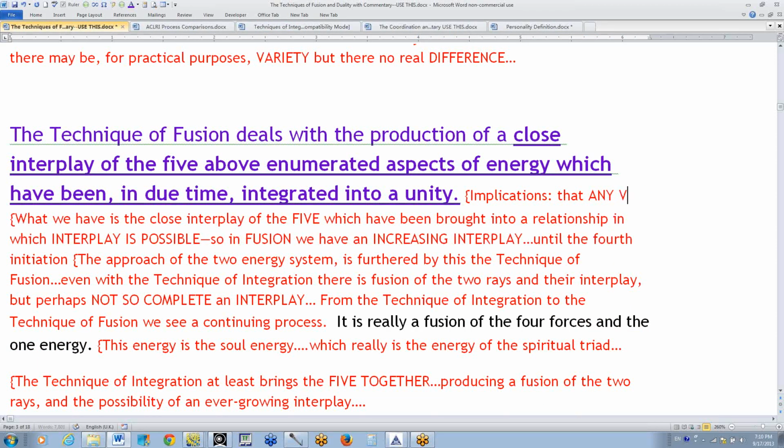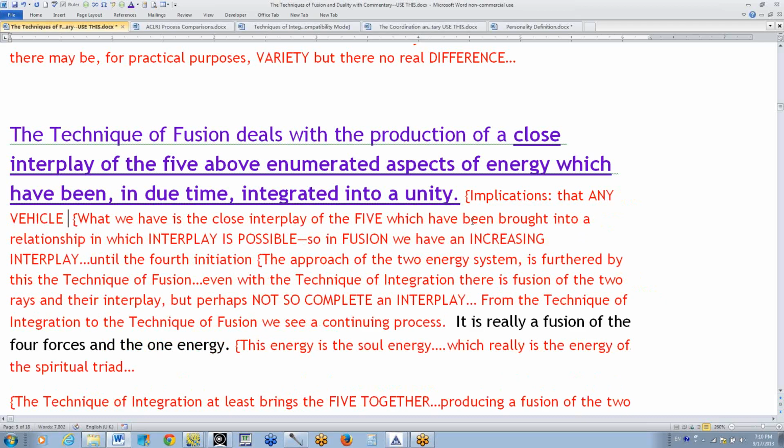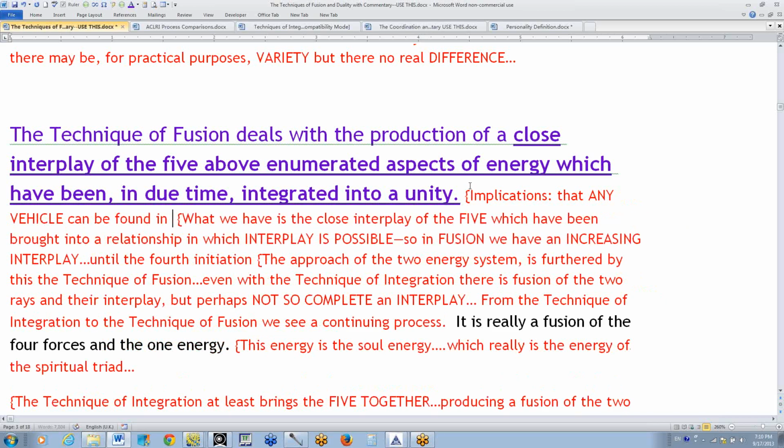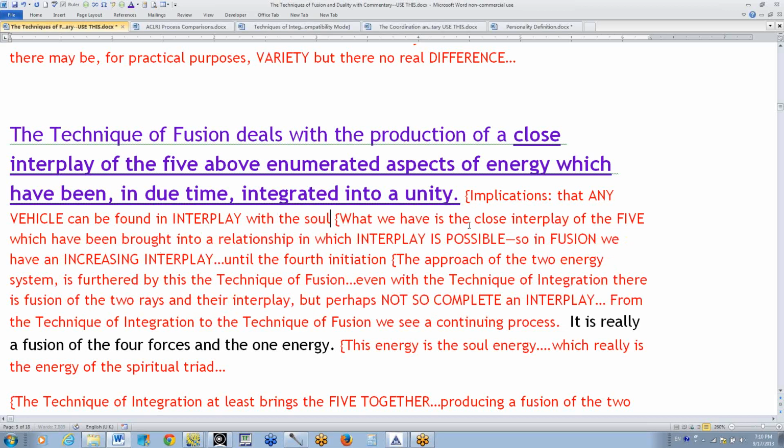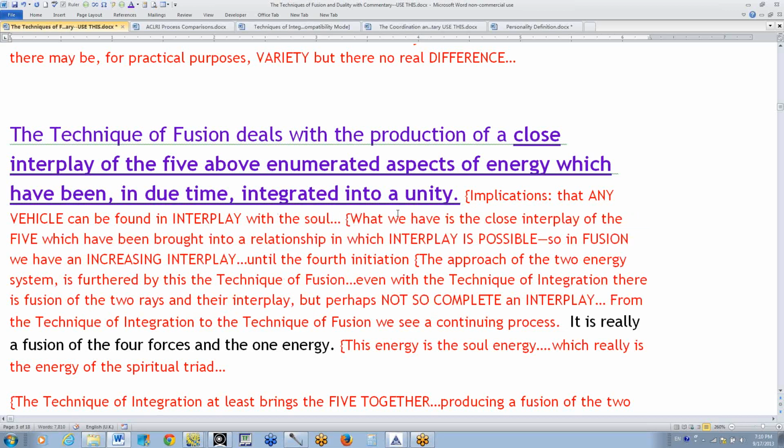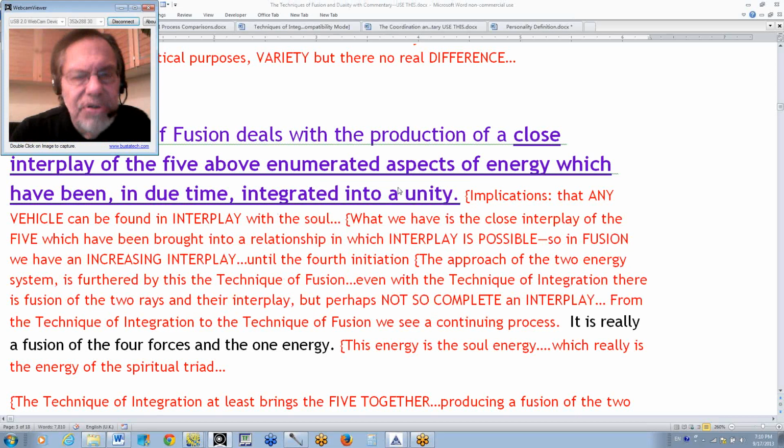That any vehicle can be found in interplay with the soul. And that the soul can manifest through the physical vehicle, through the astral vehicle, through the mental vehicle, though it may have a greater tendency to work through one of these three other than the other two. But still it can express through any one.